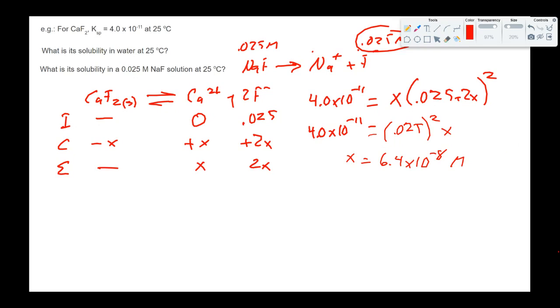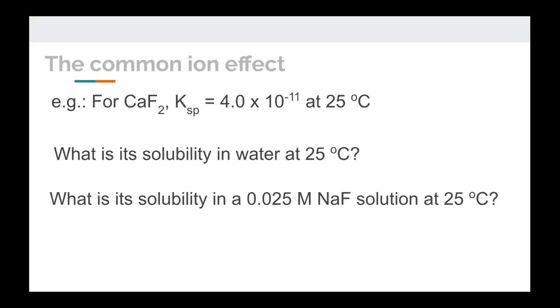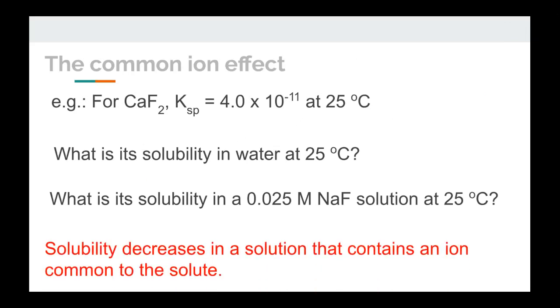If we recall, when it was dissolving only in pure water, our solubility was 2.2 times 10 to the negative fourth molar. That was when it was in just H2O. So the difference is pretty huge here, 4 orders of magnitude. That's 10,000 times less soluble with that fluoride ion already present. That's called the common ion effect. The common ion effect is that solubility decreases in a solution that contains an ion common to the solute. Like we saw in the last example, fluoride ion was in our solution already, but that's common to calcium fluoride, and so that reduced the ability of calcium fluoride to dissolve.